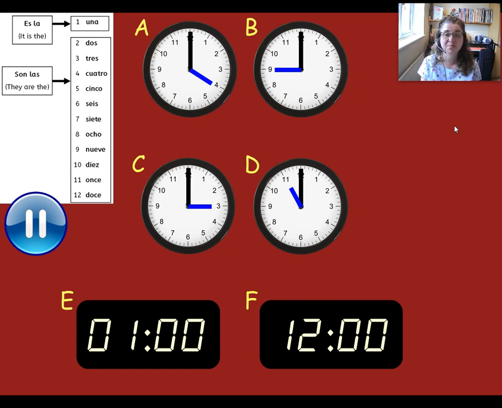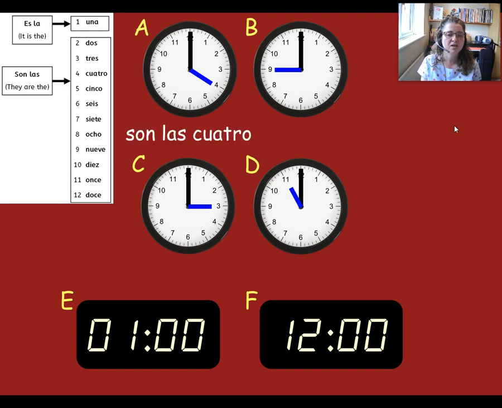Are you ready to check? Let's have a look. The first clock says it's 4 o'clock. So you need to say son las cuatro. Clock B says it's 9 o'clock. So you need son las nueve. Make sure that cuatro has a CU and nueve has an NU.